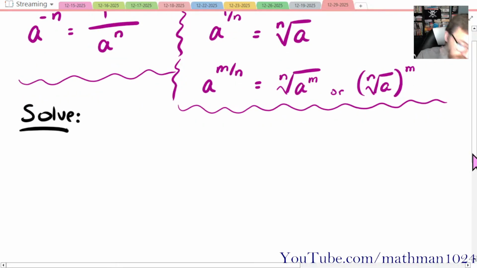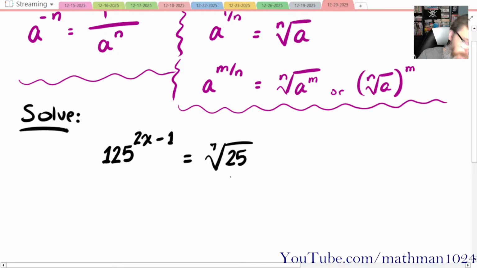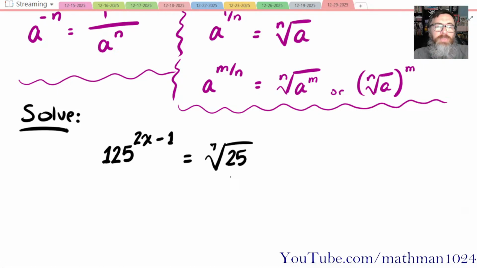All right, so let's do this: 125, I'll be nice to you here, at least for today, to the 2x minus 1 is equal to the 7th root of 25. Now, don't get so caught up with the power. Don't get caught up with the radical. We want to focus on the bases. 125 and 25. Is there a base these guys have in common?